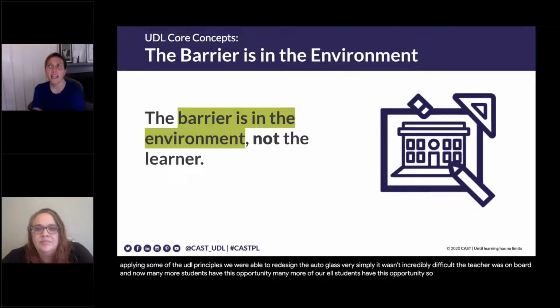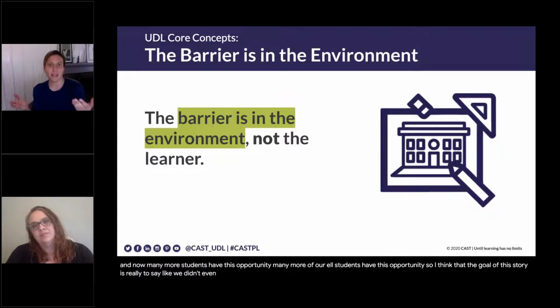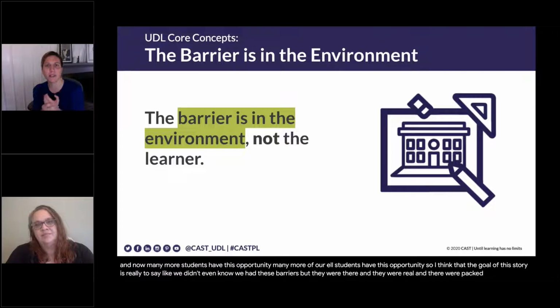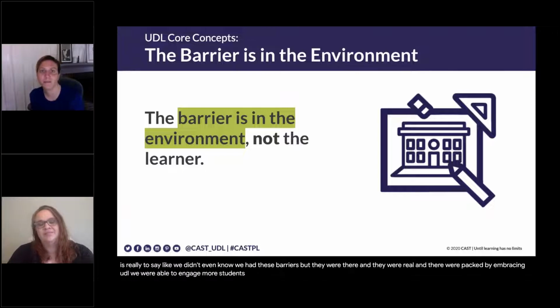So I think the goal of this story is really to say, we didn't even know we had these barriers, but they were there and they were real and they were impacting students' ability to engage. And by embracing UDL, we were able to engage more students.